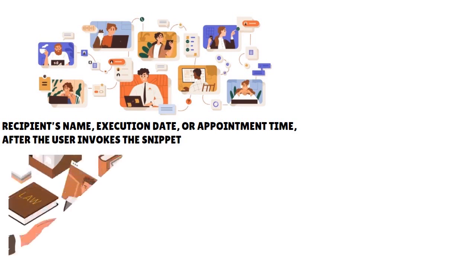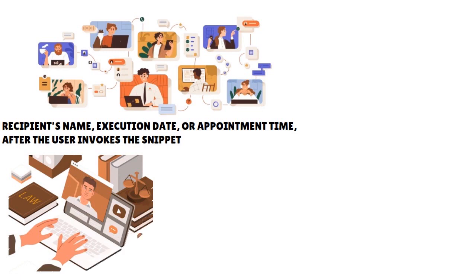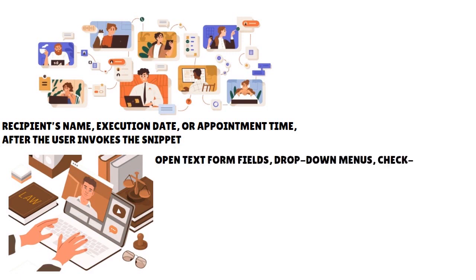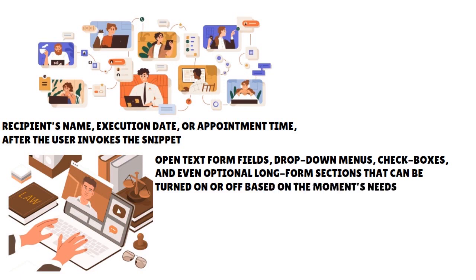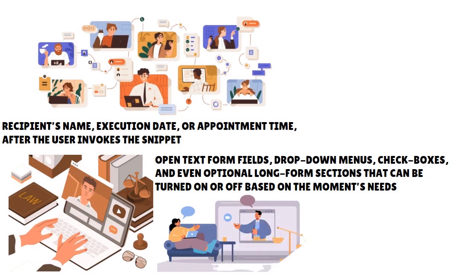All one does is create a snippet with the form fields placed where the user's typed information should appear. TextExpander provides many fill-in types, such as open text form fields, drop-down menus, checkboxes, and even optional long-form sections that can be turned on and off based on the moment's needs. And so in our view, fill-ins are TextExpander's most beneficial feature for attorneys.